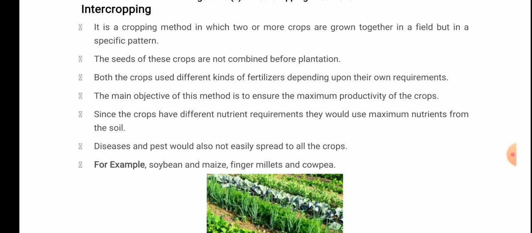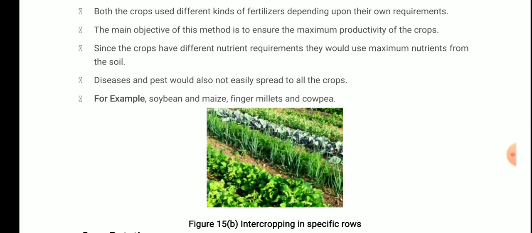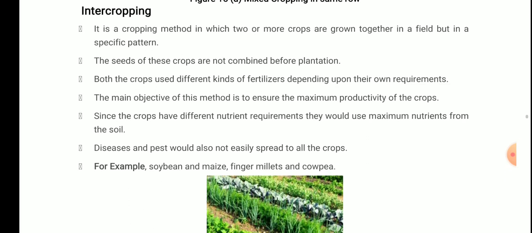Since the crops have different nutrient requirements, they would use maximum nutrients from the soil. Diseases and pests would also not easily spread to all the crops. For example, soybean and maize, finger millets and cowpea. Read these points again about intercropping.